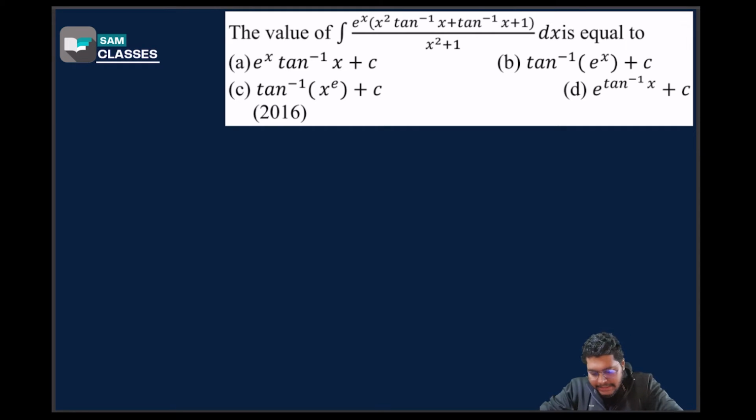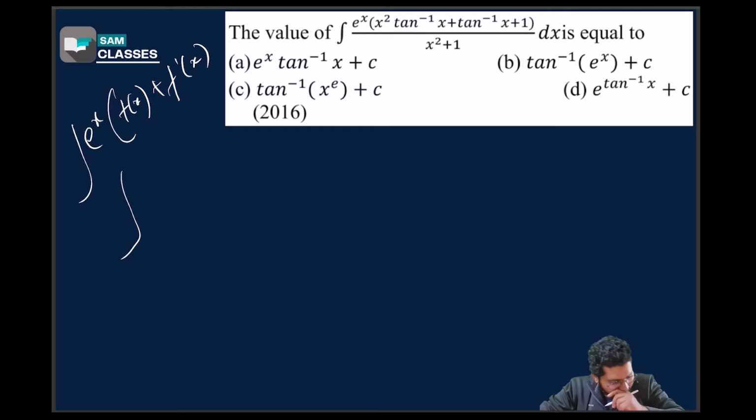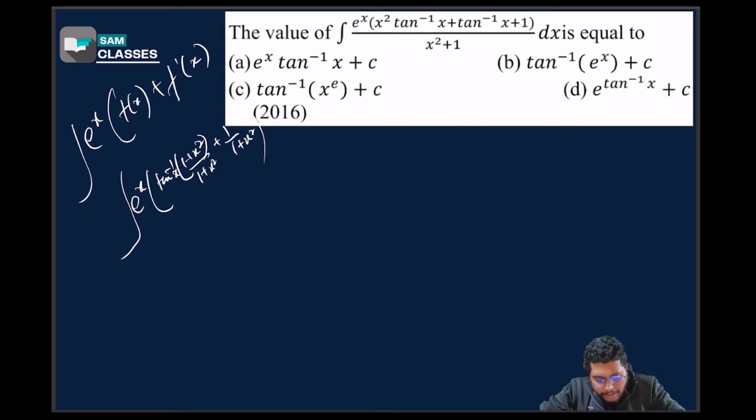The moment you see e power x, what formula do we have of e power x? Only one formula we have, f x plus f dash x. So I have to see, somewhere I'll get a function and then a derivative of that function. If I take tan inverse common, in one line only I can get 1 plus x square by 1 plus x square, and this side 1 by 1 plus x square. So directly after that, I don't need to solve. Directly I can mark the answer, e power x tan inverse x.